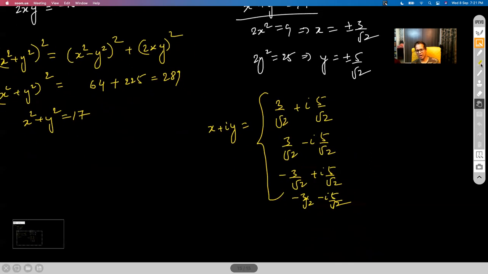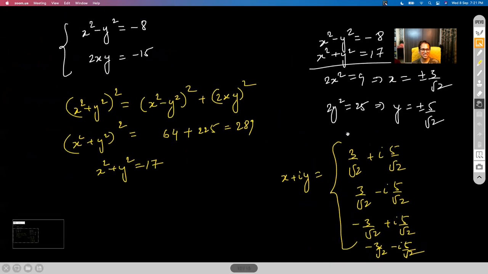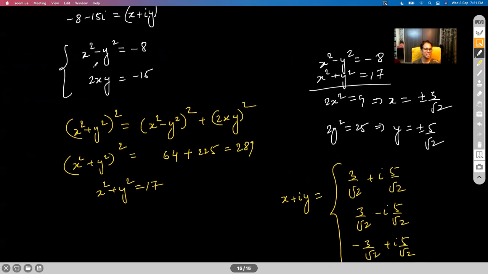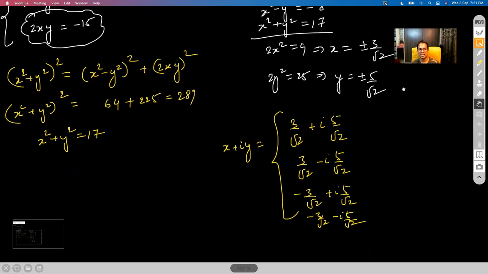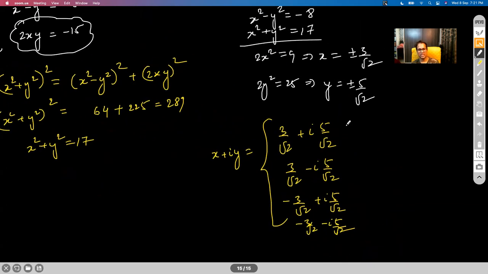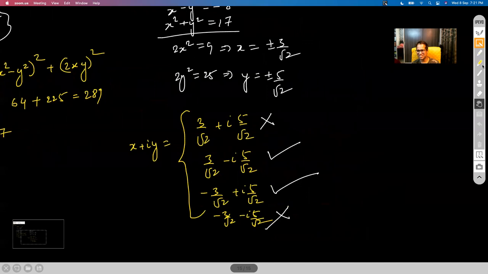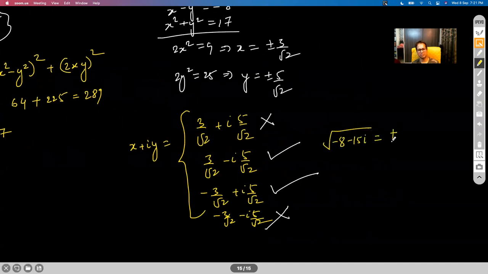Now, out of these four, the ones which satisfy the second equation, that is 2xy is equal to minus 15, will be respected. Rest will be ignored. So 2xy is minus 15? No. 2xy is minus 15? Yes. 2xy minus 15? No. So my final answer to this question will be nothing but plus minus 3 by root 2 minus i5 by root 2.